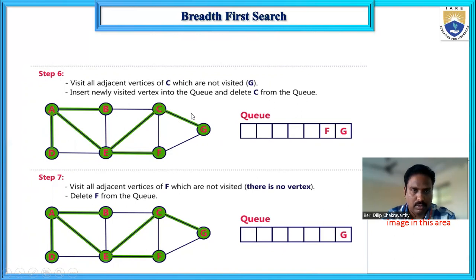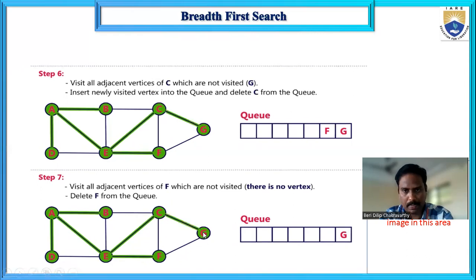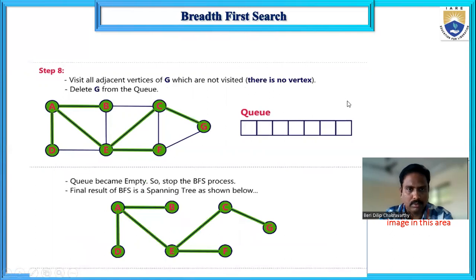In this queue, observe here, we have removed C and F is already there. So I need to add only G. I'll be adding G. Next step, I'm going to remove F. The adjacent vertices of F are E, C, G. E and C are already visited, so finally it is G. Then finally I'm going to delete G also. Now all the vertices are visited.